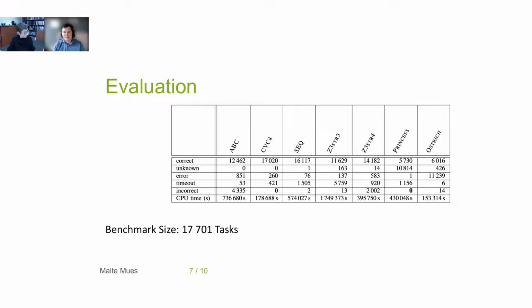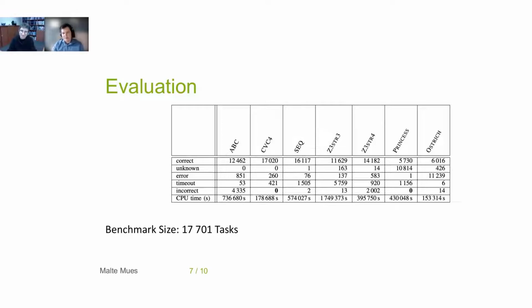And then we used CVC4 and Z3 to confirm the obtained models in the Java library. And for unsatisfiable tasks, we used majority voting. So we solved tasks with all of these solvers. And then we take the majority vote for an unsatisfiable task as the ground truth label, unless we have found a satisfiable counterexample that could be confirmed, which was actually never the case in this data set.